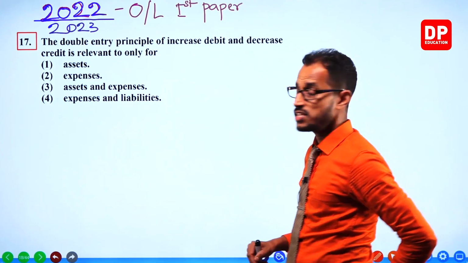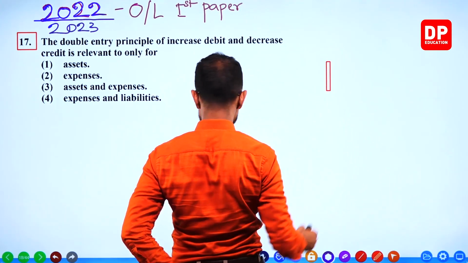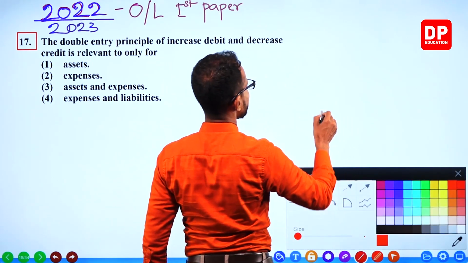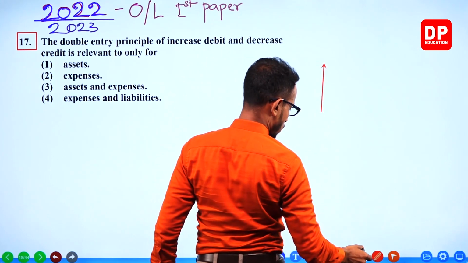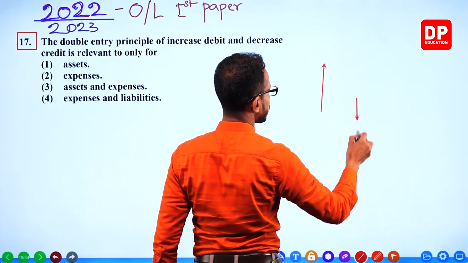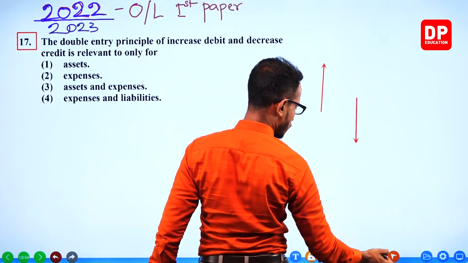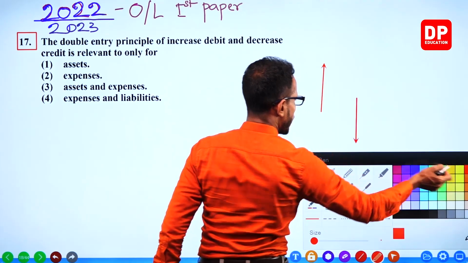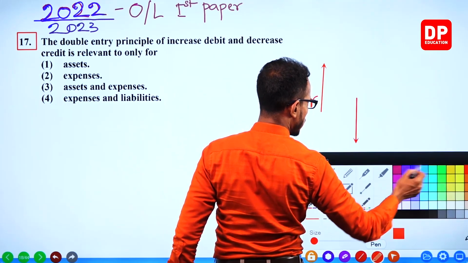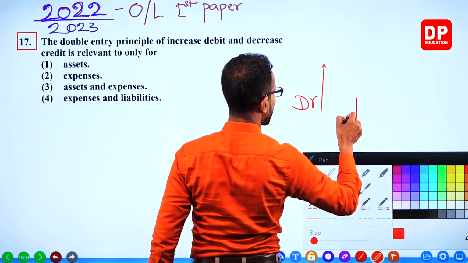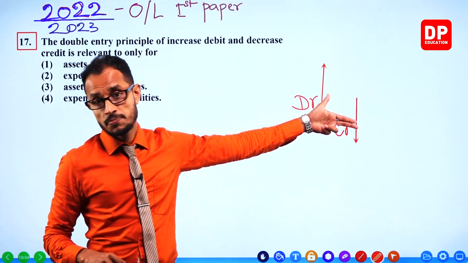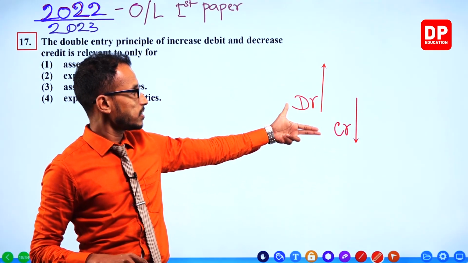Double entry principle, increase debit, which means increase and decrease, right? So increase debit, decrease credit. That is the double entry principle of what? Increase debit, decrease credit.